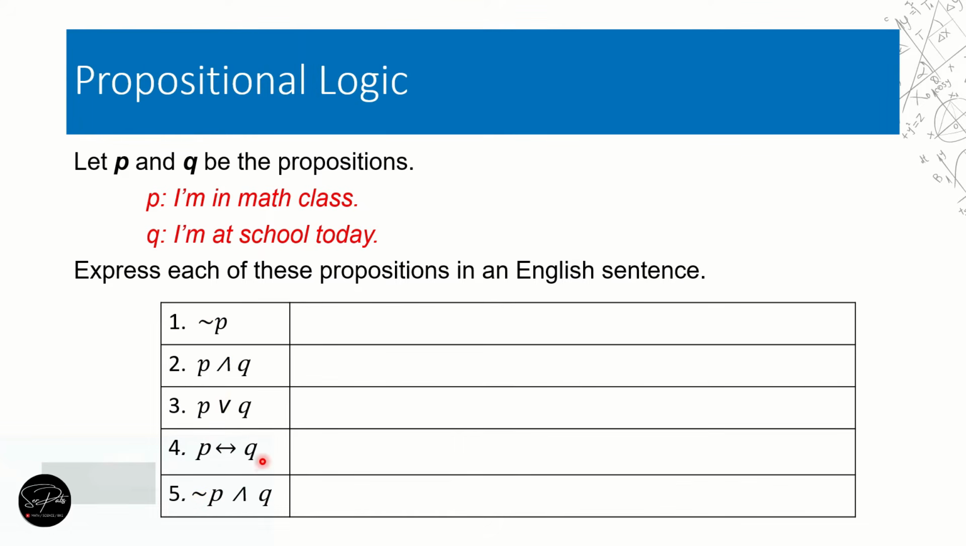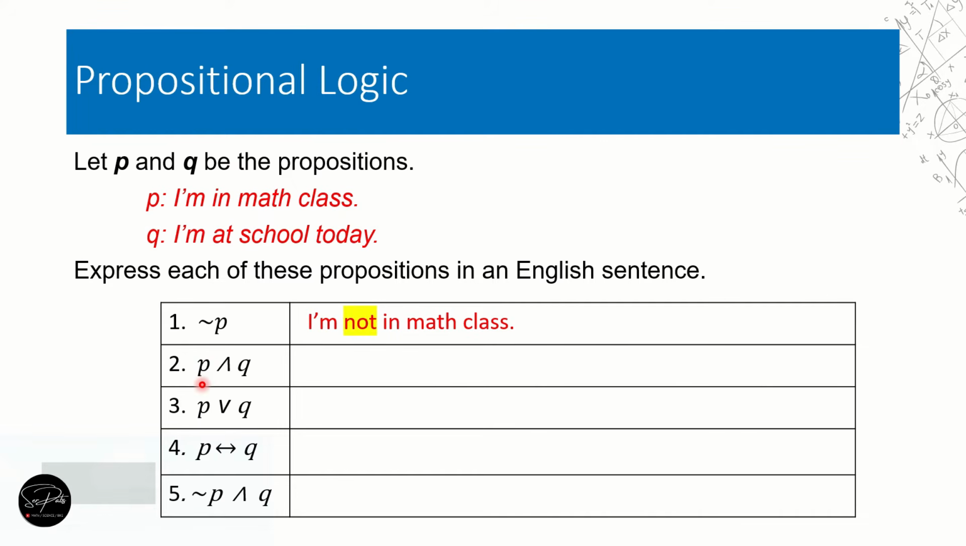Okay, so let's try now to convert the following propositions into an English sentence, based on our given proposition. Not P, ang letter P natin, I'm in math class. So therefore, we'll just insert the word not dun sa ating proposition. So that will be, I'm not in math class.